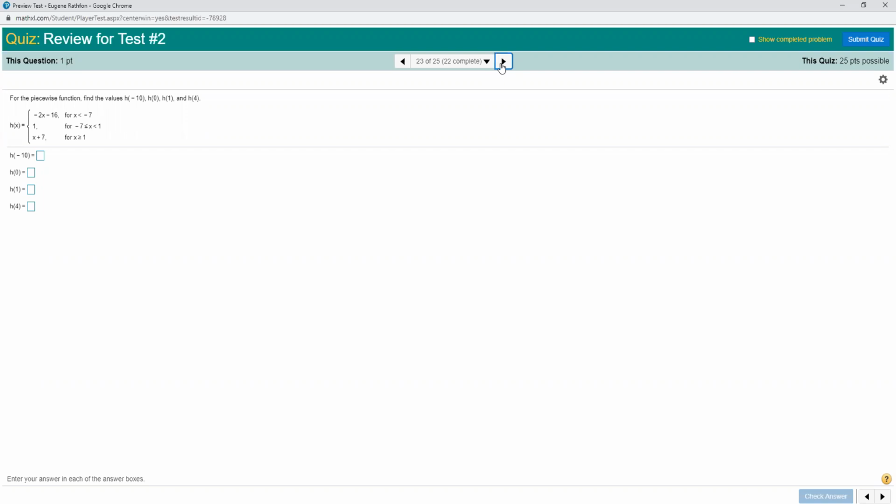All right, so let me write this down. We got h of x equals -2x minus 16 for x less than -7. It equals 1 for -7 less than or equal to x less than 1, and then it equals x plus 7 for any x greater than or equal to 1. So I'm going to find h of negative 10, h of 0, h of 1, and h of 4. All right, so let's switch over to the pad.